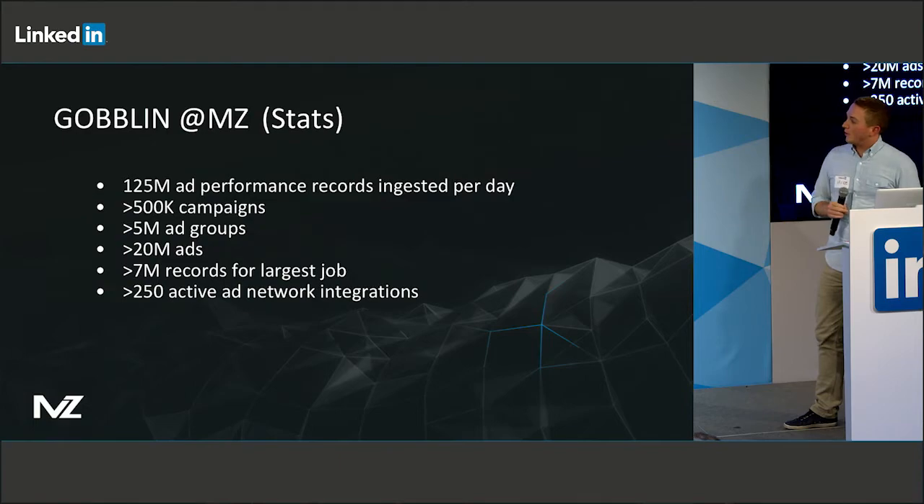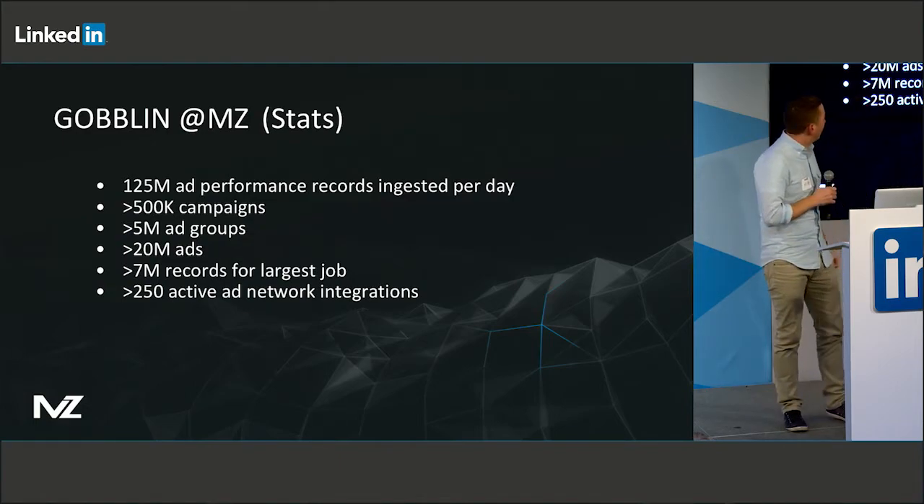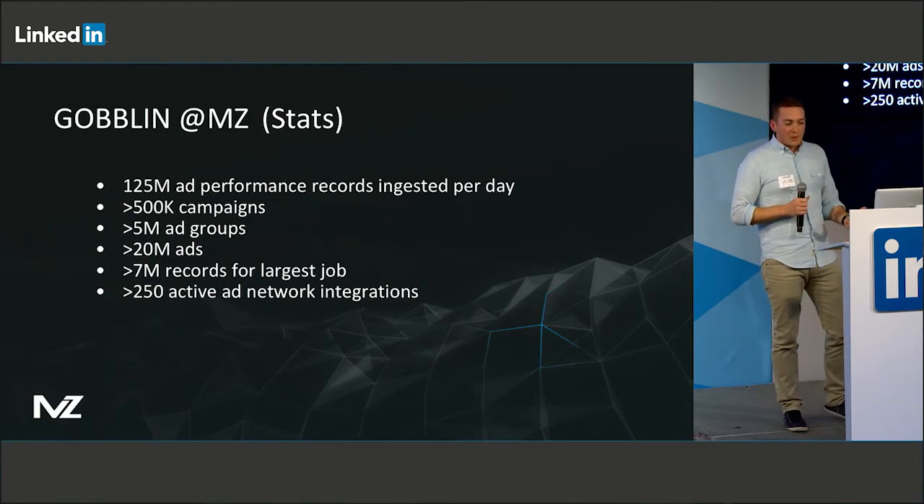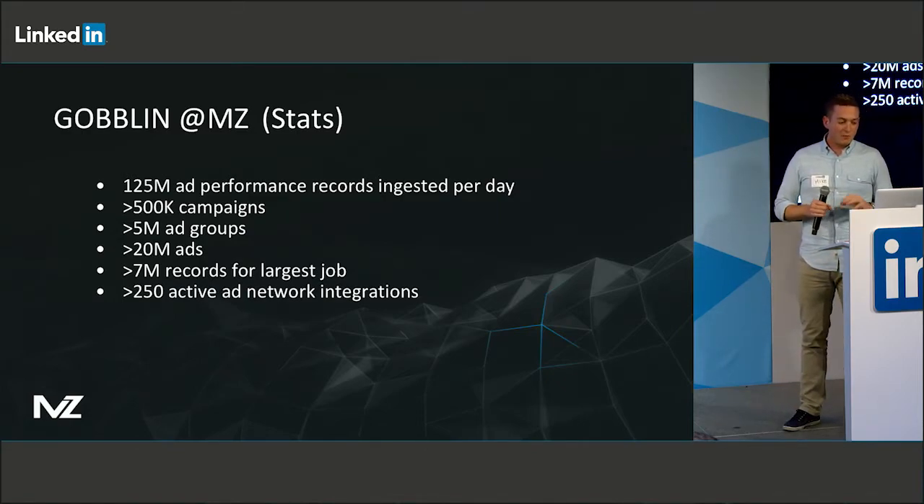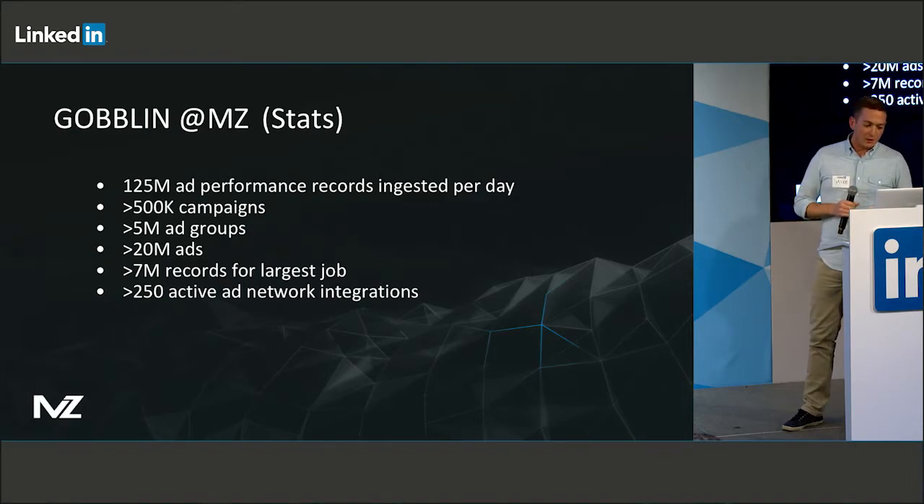These are some stats around what we're using currently with Gobblin. We ingest about 125 million records per day for just spend data. We manage over 500,000 ad campaigns, 5 million ad groups, 20 million ads. Our biggest ad job, these are all batch, streaming is a whole different set of numbers, but in the batch, 7 million records for ads is our biggest one. And currently we're running 250 active ad integrations.